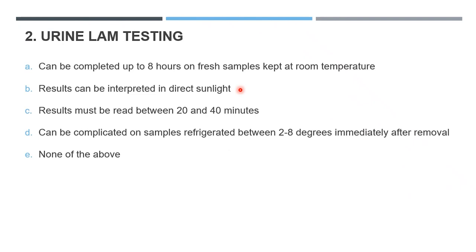So another question for you. When we talk about urine-LAM testing, if you can launch the poll: can be completed in up to 8 hours on a fresh sample kept at room temperature; the results can be interpreted in direct sunlight; the results must be read between 25 and 40 minutes; that it can be completed, not complicated, on samples refrigerated between 2 to 8 degrees immediately following removal; or none of the above. Thank you. Please ponder on that and choose one.